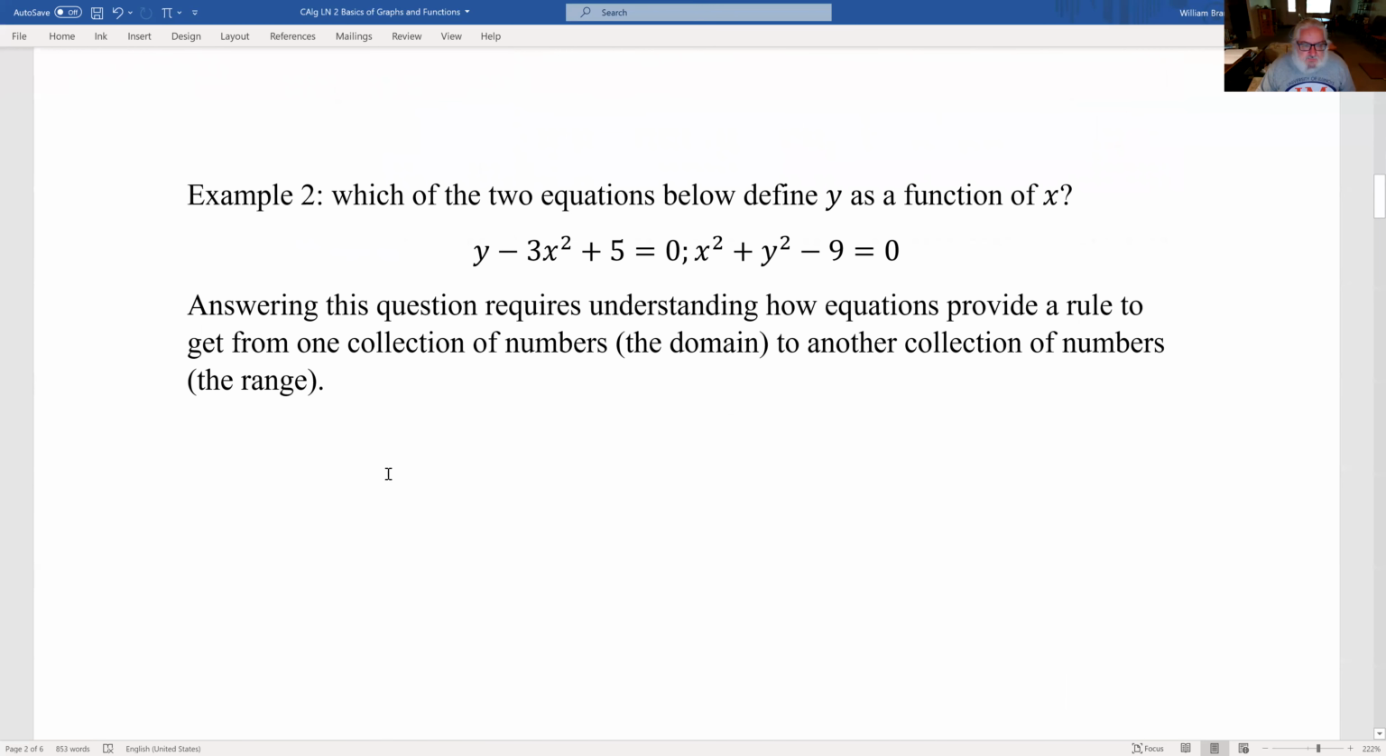So here's two equations. Which one gives you a function? Y is a function of x. So how do equations give you a rule to go from one collection of numbers, that's your domain, in this case represented by the x, right? Domain of the x values to another collection of numbers, right? And that's the y's.